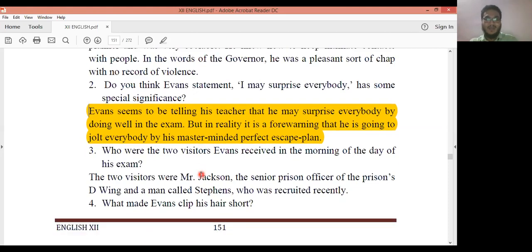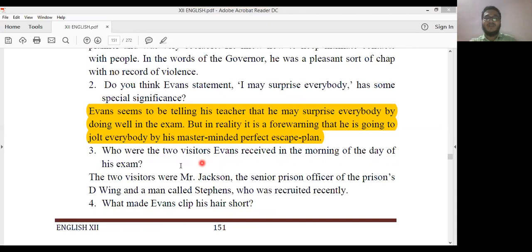Okay students, who were the two visitors Ivan received in the morning? Yes, there are some questions. Jolt means surprise, shock. When you shock, you give a sudden break. He's going to surprise everybody. Who were the two visitors Ivan received in the morning of the day of the examination?